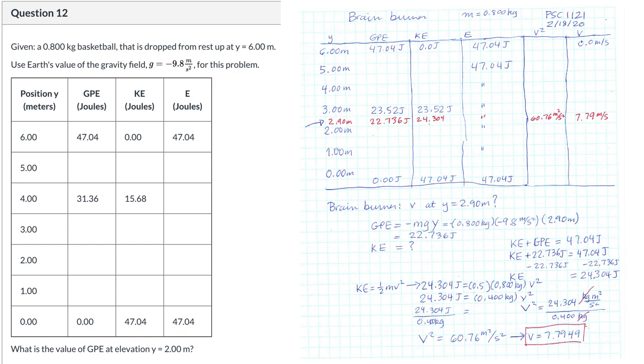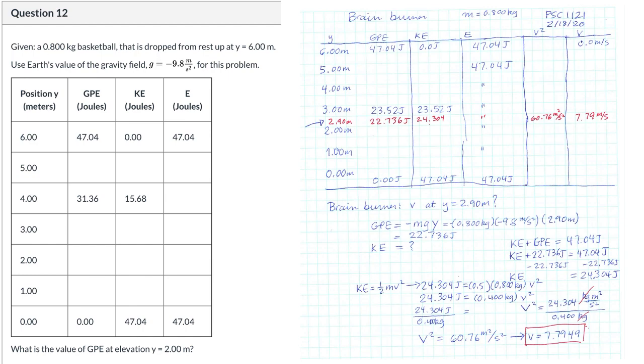Now that's going to be somewhere up in here, between 2 and 3, of course. So it's going to be a little bit more potential. So we might have like 24 point something joules of kinetic energy, or maybe 25. Let's calculate it out and let the numbers do the talking.